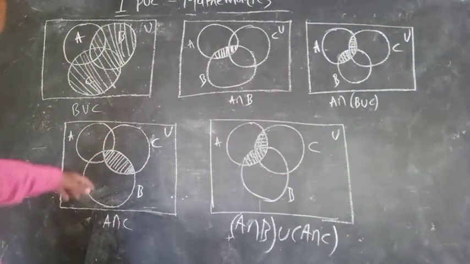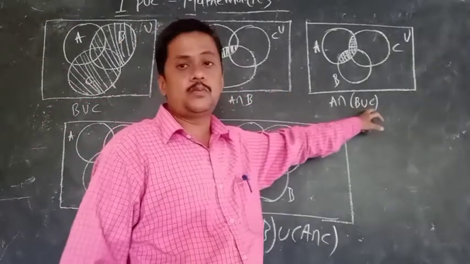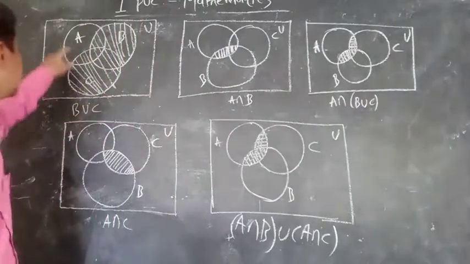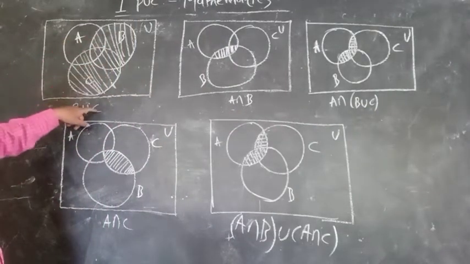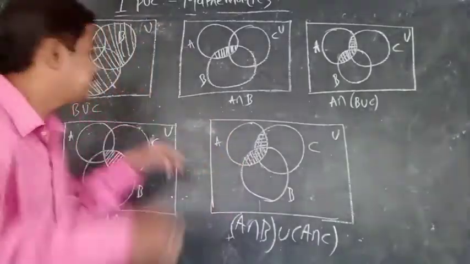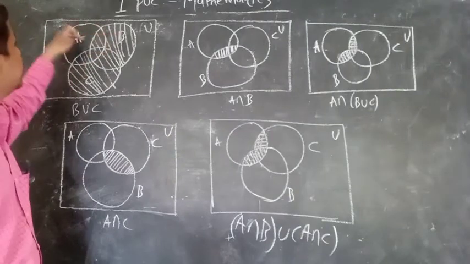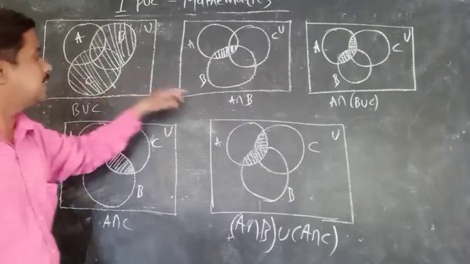See my dear students, if you observe, A intersection (B union C) is there. Now first you have to calculate B union C. So these are A, B, C. Okay, B union C means what? Combine all. We shade all of B and C.